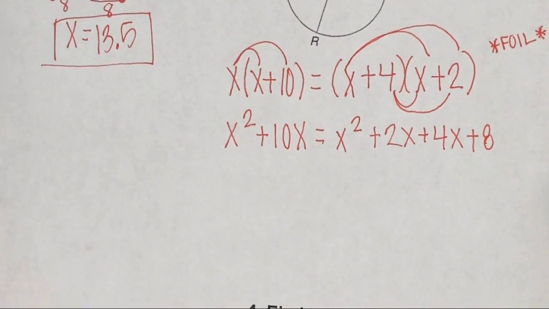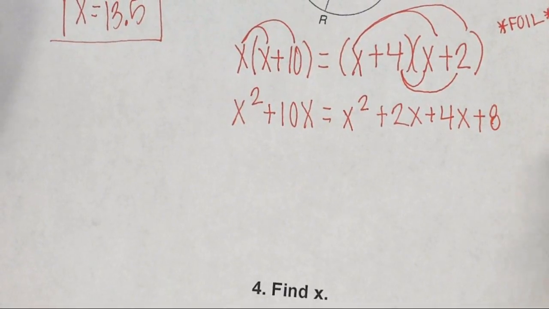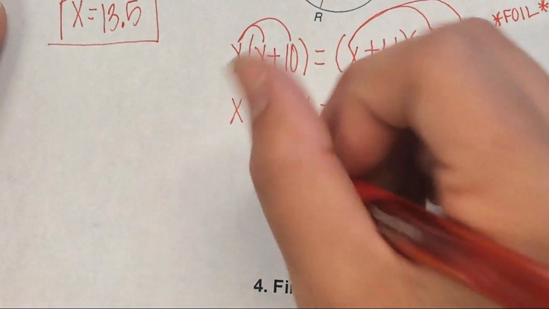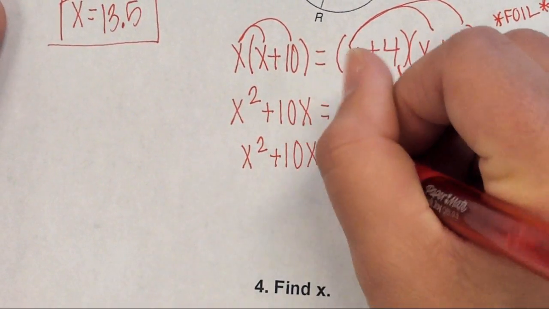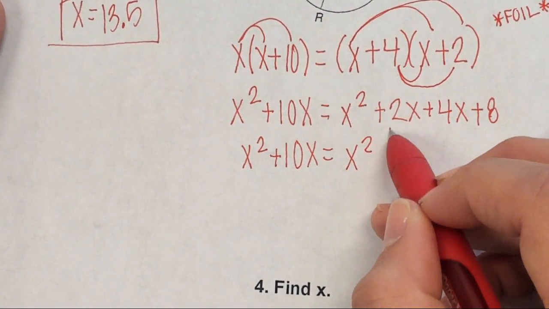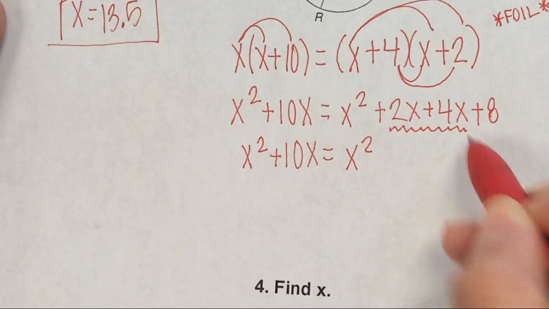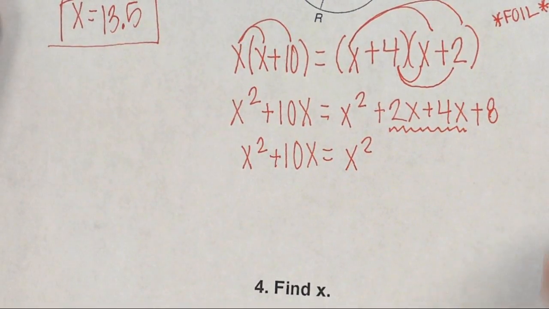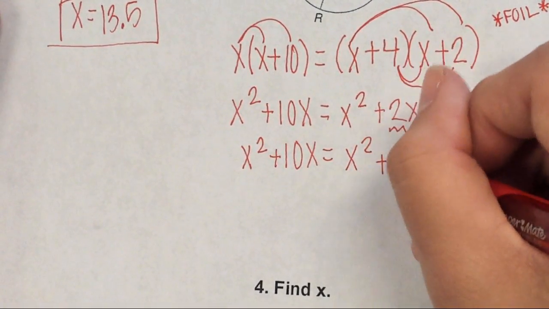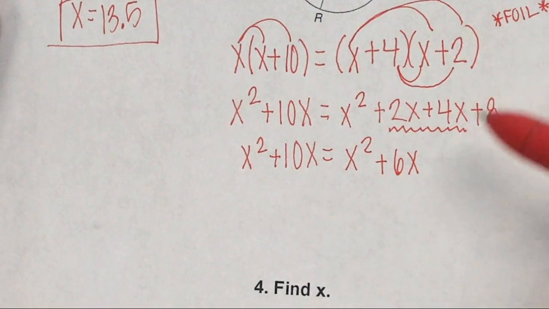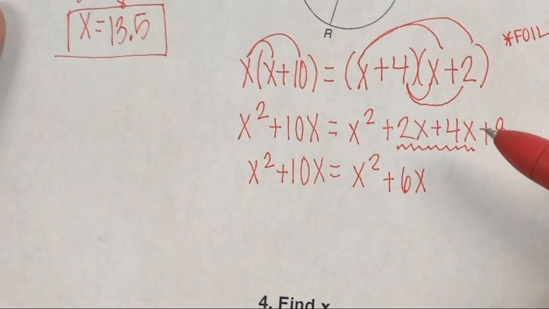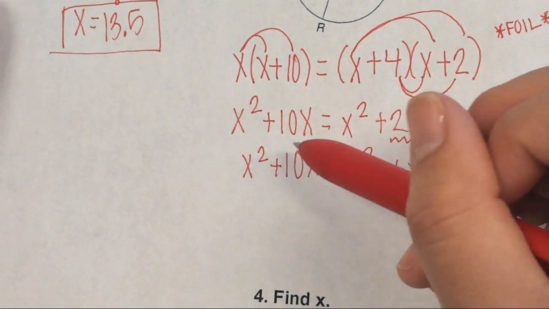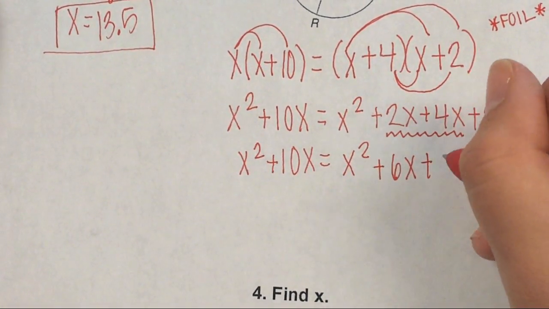Okay, this looks terrible, but I promise you it's going to get better in just a second. So I'm going to bring this down. X squared plus 10x equals x squared. Now look, guys. Can't you add these two together? What's 2 plus 4? Why can I add them together? Because they have an x and an x. I'm sorry, Misty, I'm in your way. X times x is different than x squared. Okay? Bring down your 8.